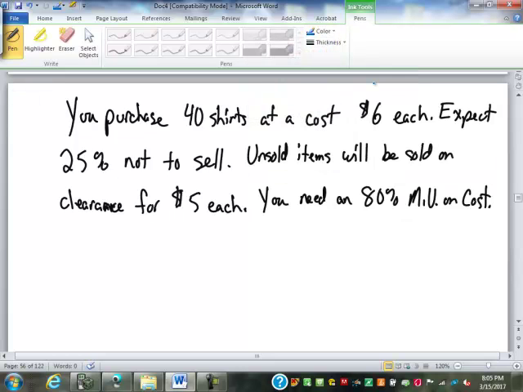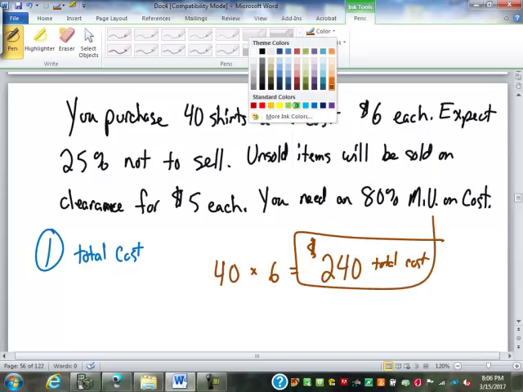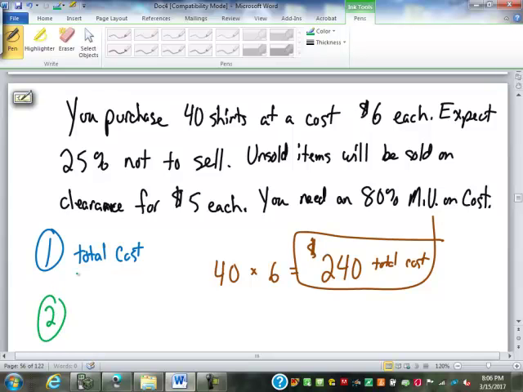Normally I'd give you guys some time to figure this one out on your own, but we are running up towards the end of class here. So we'll step through this one together. You guys tell me what to do first. 40 times $6. So our total cost. So 40 units times $6 each. The $240 total cost. And then mark it up to get that total selling price.